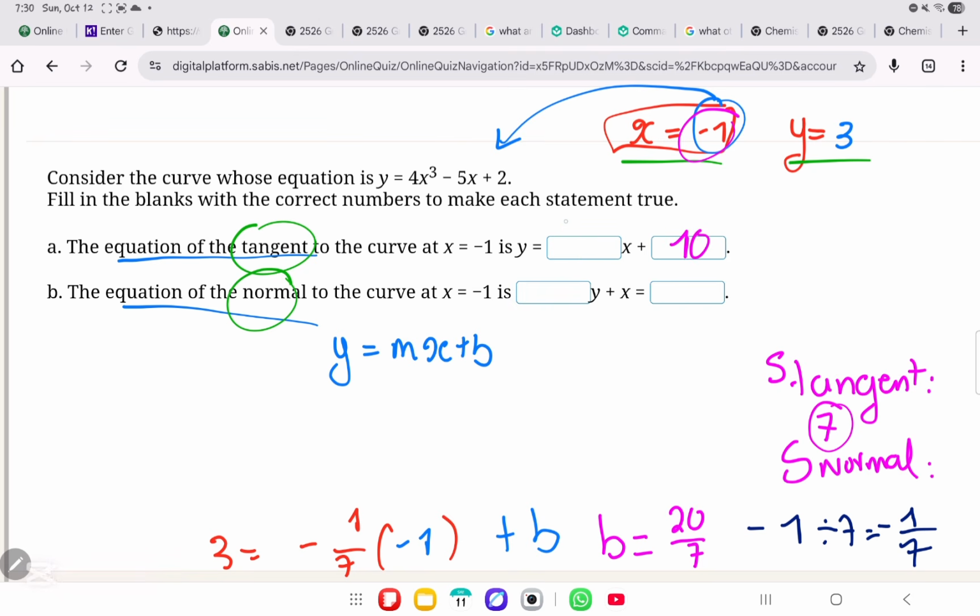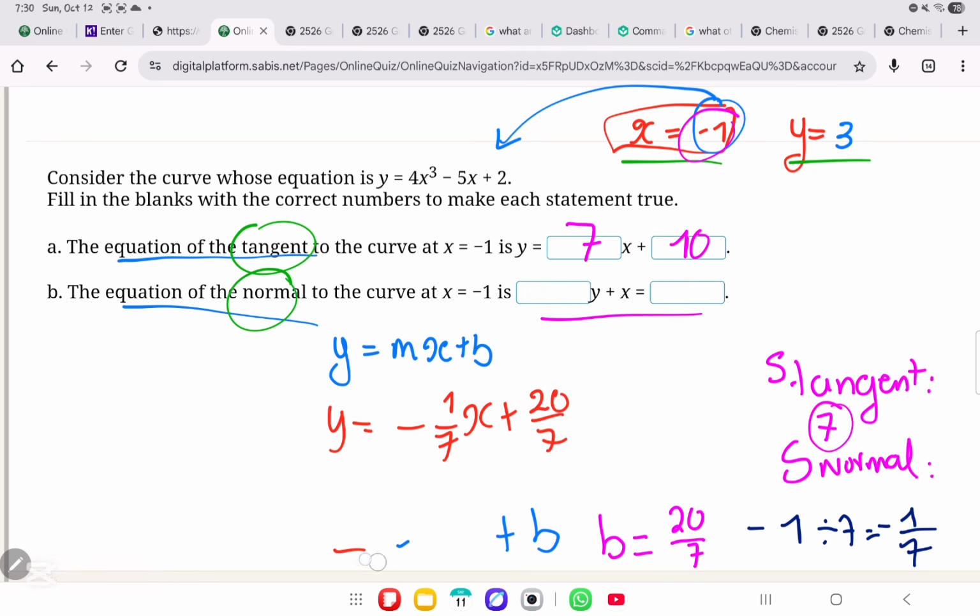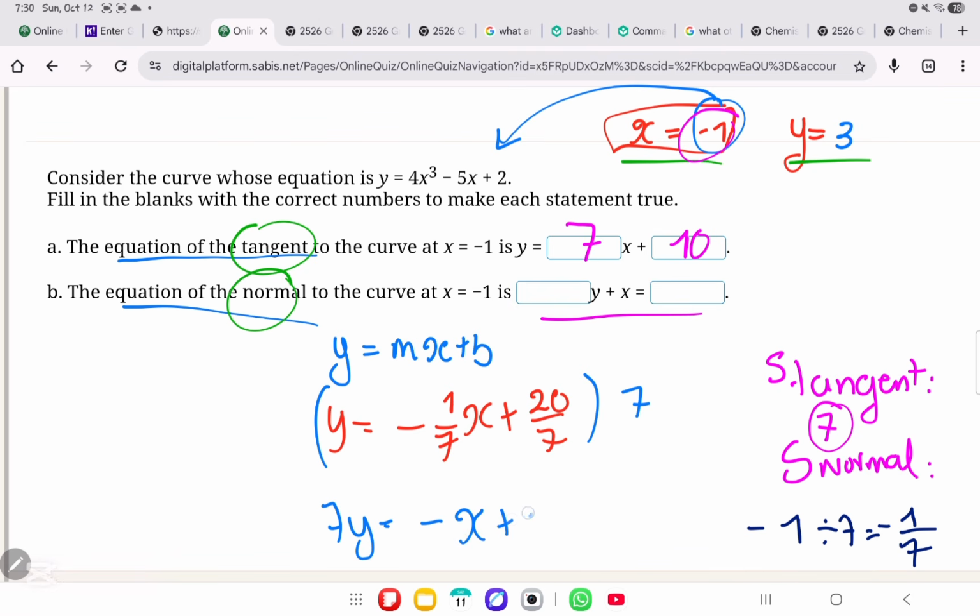But over here, as you can see, they don't want it in this format. Our equation right now is y equals minus 1 over 7 x plus 20 over 7. They don't want anything over anything, and they want to move x to the other side. So let us move x to the other side. But before that, let's remove the denominator. So let's multiply everything by 7. It will be 7y is equal to minus x plus 20.